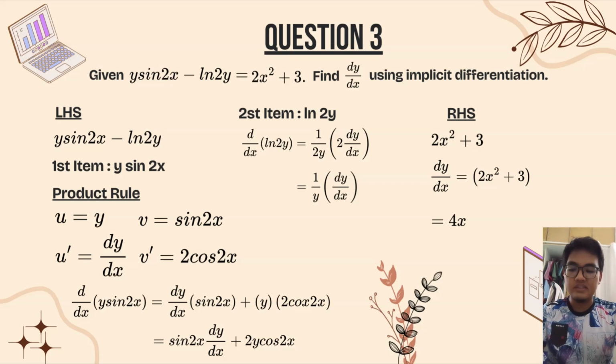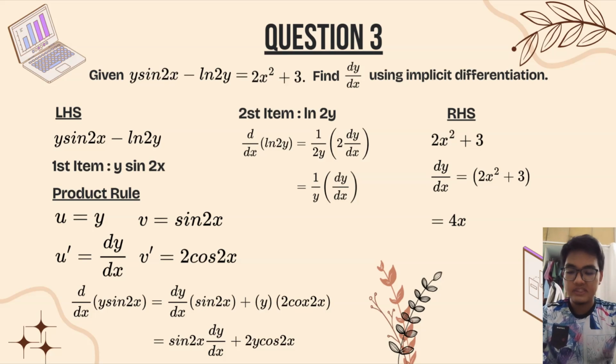So for the first term, we need to combine everything with the product rule. d over dx of y sin 2x equals dy/dx times sin 2x plus y times 2 cos 2x. So we can conclude that this product rule can be written as sin 2x times dy/dx plus 2y cos 2x.